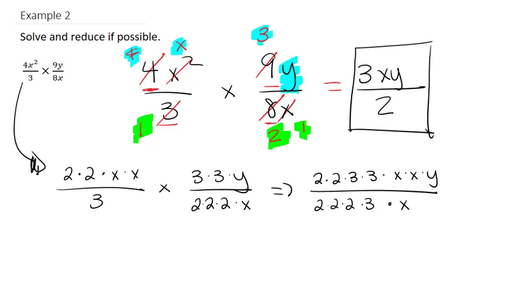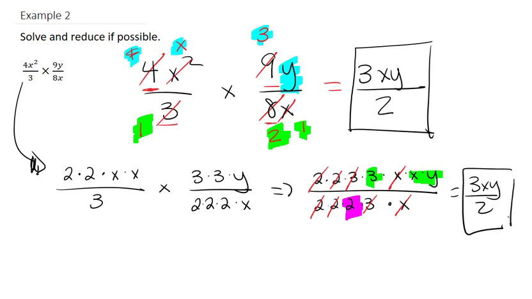Then we could remove common factors on top and bottom. This gets removed, this one can be removed, this 3 and this 3, this x and this x. So we're left with 3xy on the top, and then on the bottom we're left with just 2, which is our answer that we got on the top. So just another way to show you again how to get the same answer. Let's look at example 3.